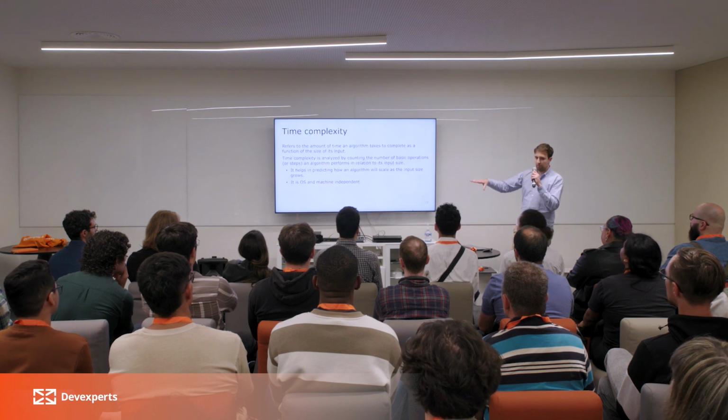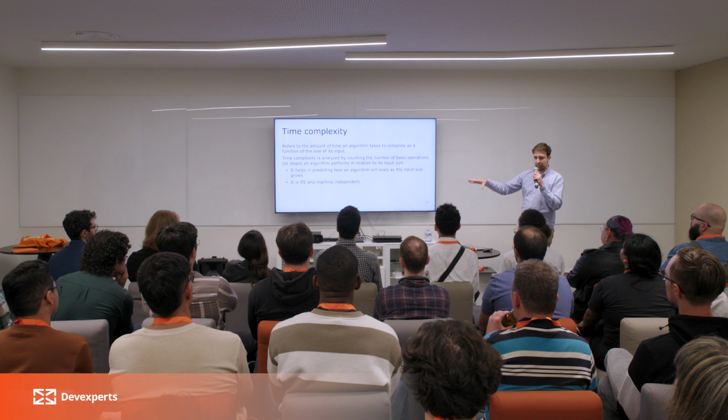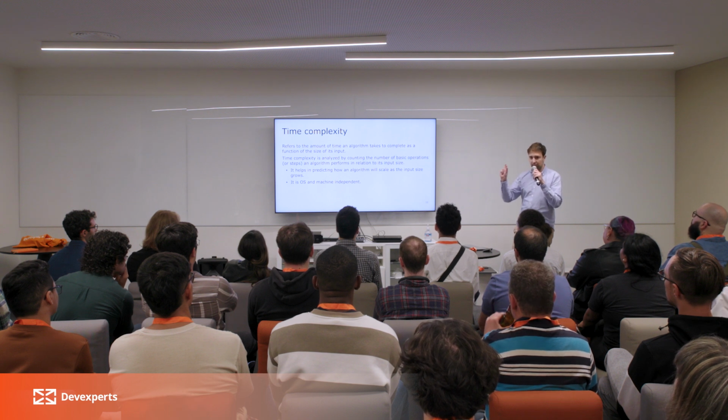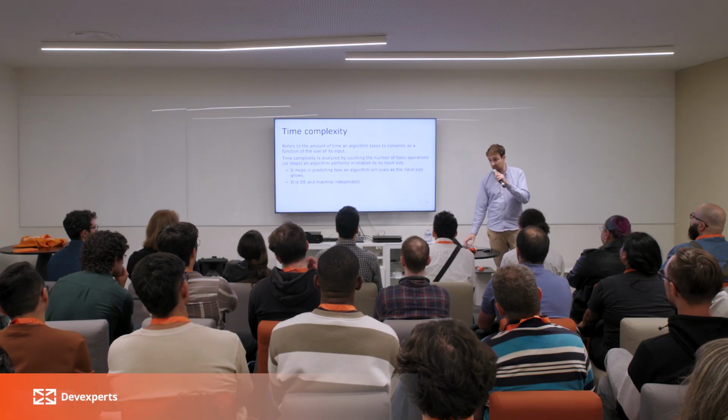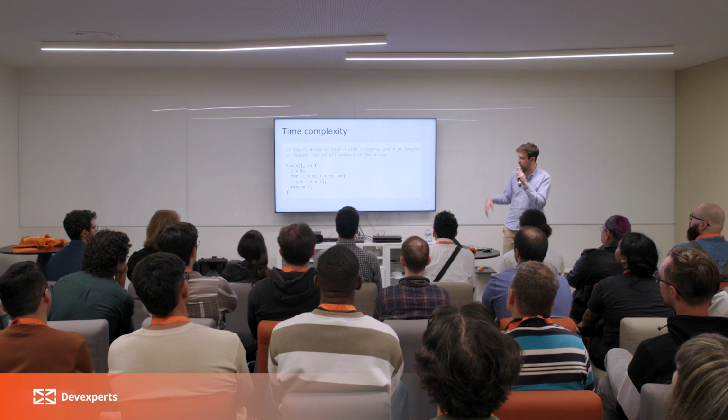So let's start with time complexity. Time complexity refers to the amount of time an algorithm takes to complete as a function of the size of its input. It's analyzed by counting the number of basic operations or steps that the algorithm performs in relation to its input size. It helps predict how an algorithm will scale with the input size, and it is OS and machine independent. Yeah, so let's see an example of this. This is just a simple sum of a list, and n is the size of our list.